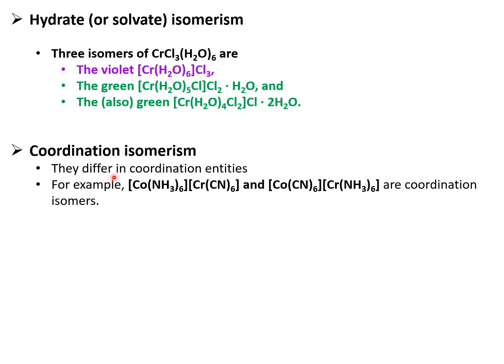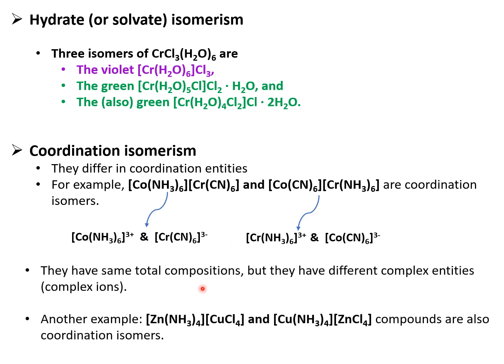Then the next one is coordinate isomerism, or coordination isomerism. Here, in the left-hand side complex, the amine ligand is attached to the central metal ion cobalt, whereas in the second case, the cyano ligand is attached to Cr. So here the ligands vary, so they are termed coordinate or coordination isomerism. But they have different complex entities, that is, complex ions. One more example is with respect to zinc and copper.